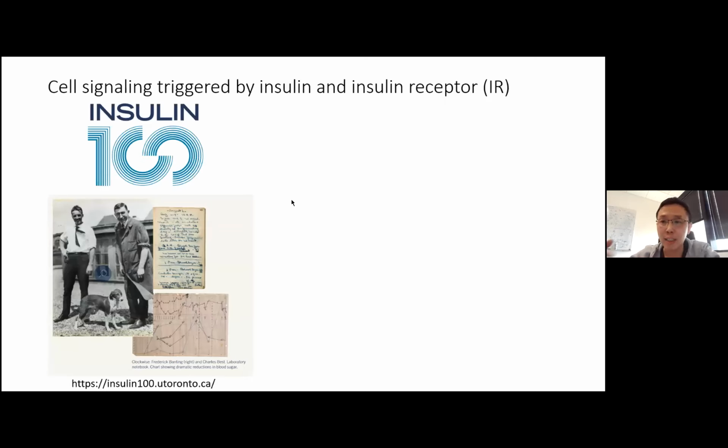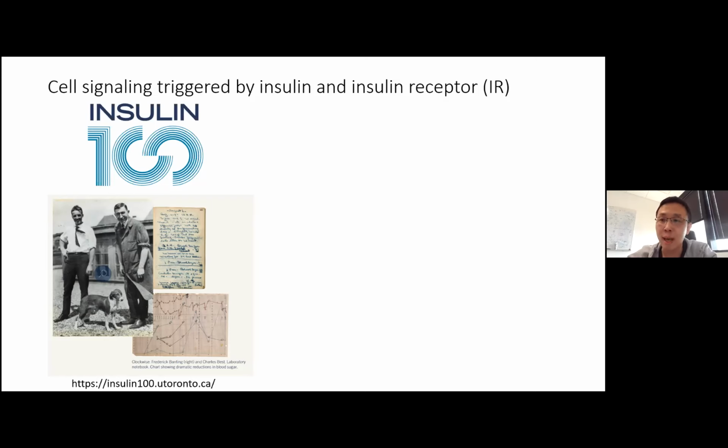Okay, so last year was actually the 100th anniversary of the discovery of insulin. It's quite amazing, right? Insulin has been identified for 100 years. This is a picture of Charles Best and Frederick Banting. They used diabetic dogs to understand the action of insulin. But think about it, it's also quite interesting: after 100 years, people still don't fully understand how insulin activates the receptor.